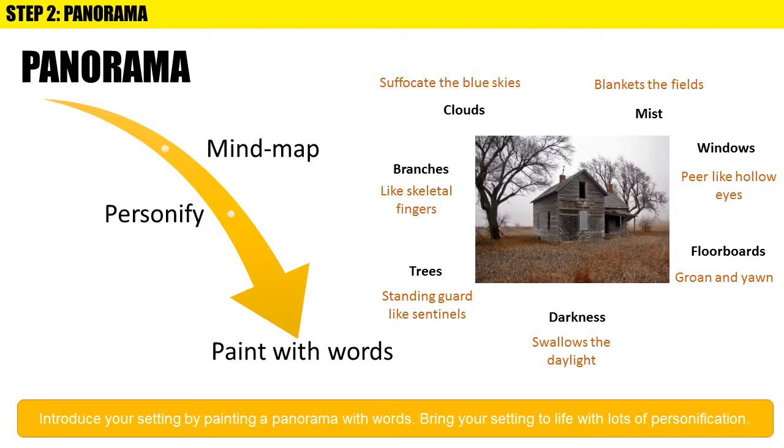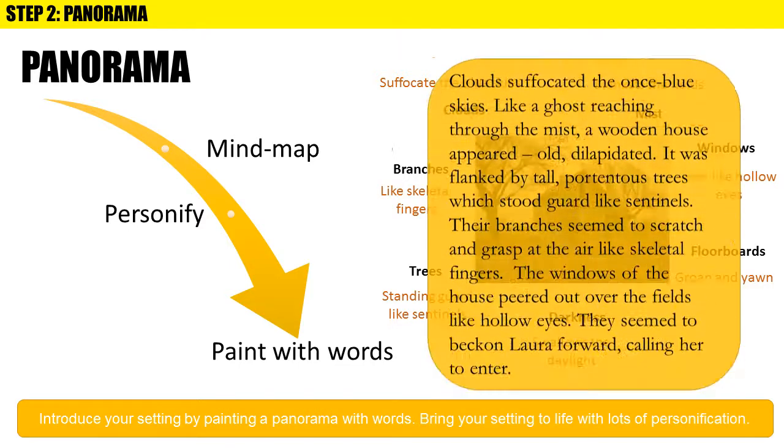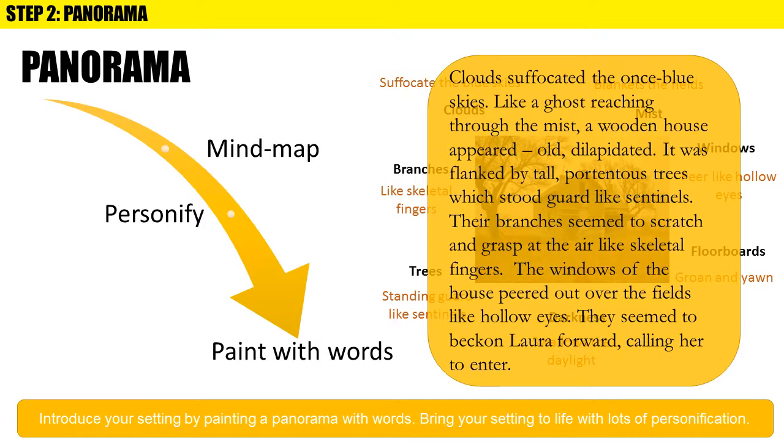Pause the video and try to write up these descriptions yourself. You might end up with something a little like this. Clouds suffocated the once blue skies. Like a ghost reaching through the mist, a wooden house appeared, old, dilapidated. It was flanked by tall, portentous trees which stood guard like sentinels. Their branches seemed to scratch and grasp at the air like skeletal fingers. The windows of the house peered out over the fields like hollow eyes. They seemed to beckon Laura forward, calling her to enter.